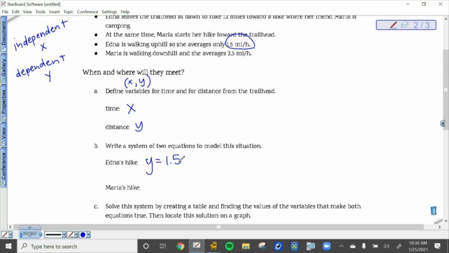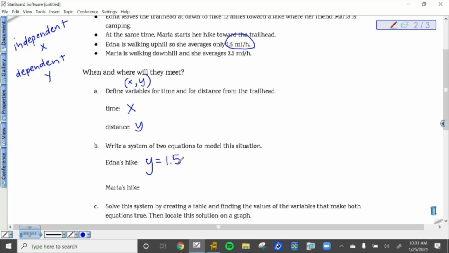So what are we doing with the hours, with the amount of time she walked and the speed? What are we doing with those two things? They're increasing, yes, but what are we doing? You're taking the speed and doing something with the amount of time that she walked. Multiplying it. You're multiplying the speed by the time that she walked. So our equation is going to be y equals 1.5.